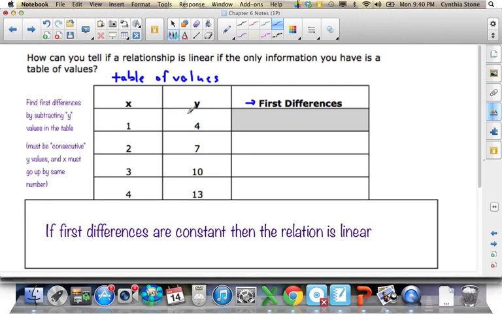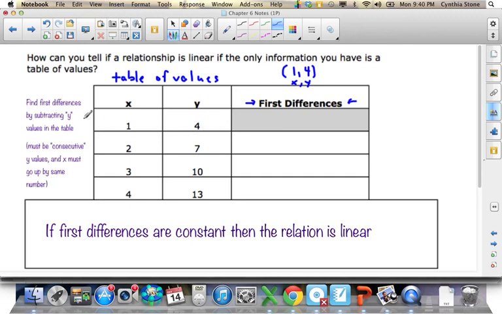Now, one thing I could do is graph them, because remember, this means I have a data point. Let me just scribble here. This just means I have a data point, 1, 4, and we did a little bit of plotting points, and this is the X value, and this is the Y value. And you could make a graph and see if it's a straight line. That would be one way you could do it. But the other way to do it, the way we're learning today, is using something called first differences.